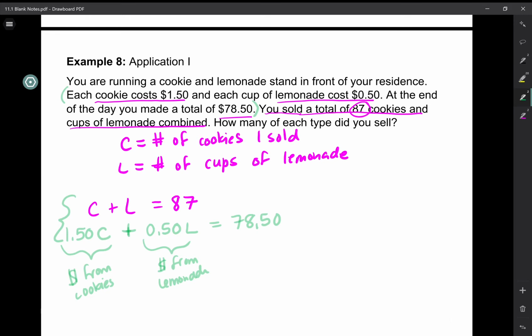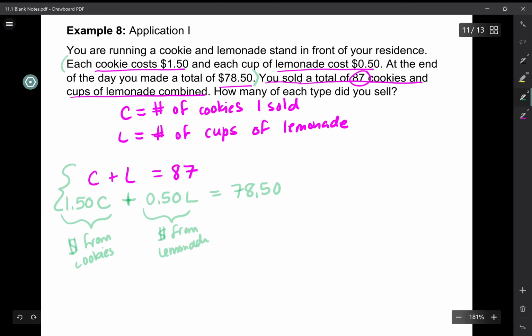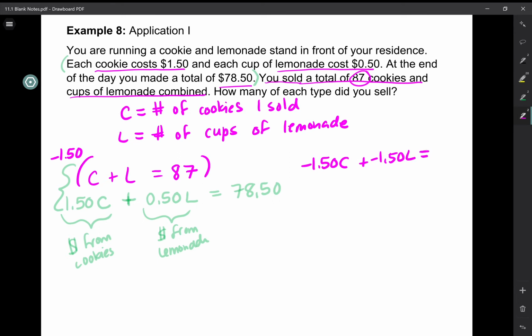I can use either substitution or elimination or graphing to solve these. I think I'm going to go ahead and use elimination. So I'm going to look at these equations and I'm going to multiply the first one by negative 1.5, I think. So negative 1.50 times the first equation, and that would give me negative 1.50C plus negative 1.50L equals whatever 87 is times negative 1.5. Negative 130.5. My first equation stayed the same. So my second equation stayed the same.